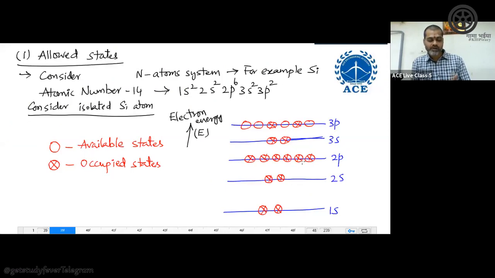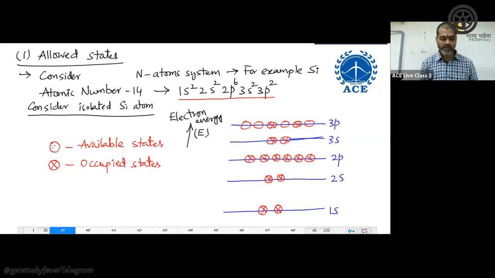Now, for our silicon atom, the electronic configuration is 1s2, 2s2, 2p6, 3s2, 3p2. So you can very clearly see the outermost orbit has 4 valence electrons. This is what we have represented. Here this is the 1s orbit, where I have two available states. A circle indicates an available state.